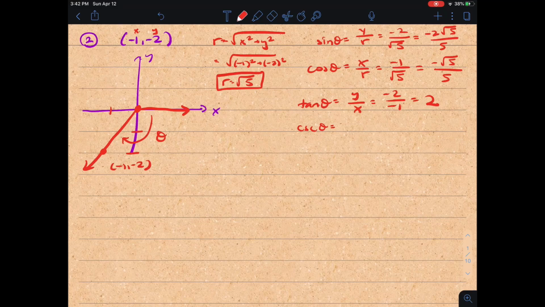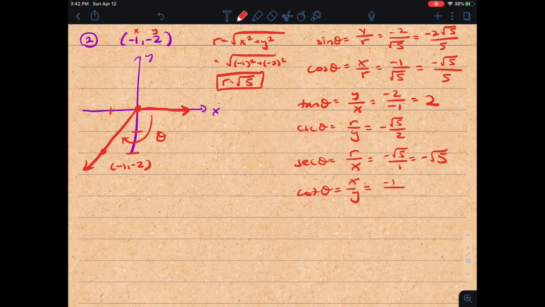Cosecant of theta, which is r over y, which is just negative root 5 over 2. Secant of theta, which is r over x, which we know is negative root 5 over 1, or just negative root 5. And then lastly, we're going to find cotangent of theta, which is x over y. This is just negative 1 over negative 2, which is 1 half.